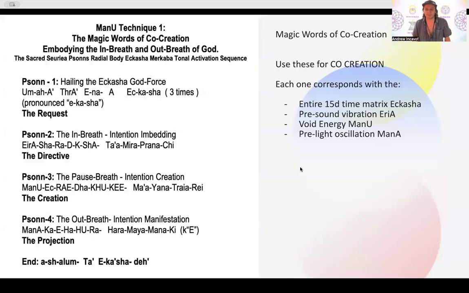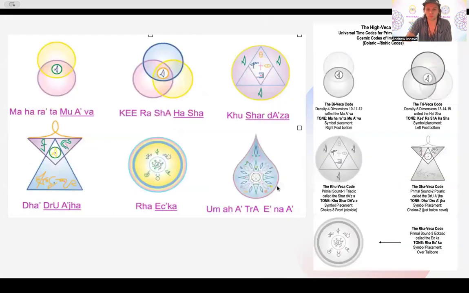Okay, so we've covered a lot here. Let me cover the high Veca codes first, and then we'll come back to the words of co-creation. So these are your high Veca codes. We just talked about how you can use your Maharic seal and how you can understand all the energetic systems in your body and how they all work together for healing. The next step from the Maharic seal are the high Veca codes, right?